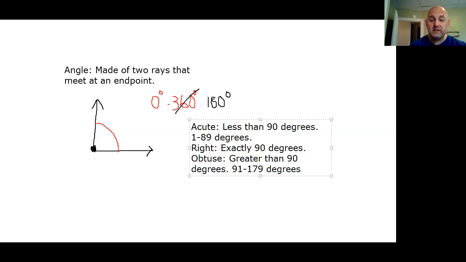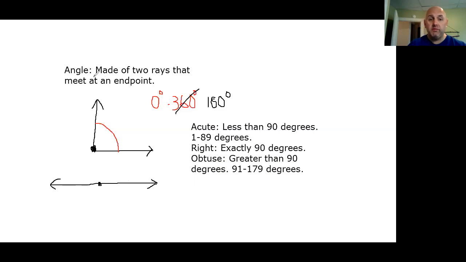By the way, the reason that we end at 179 degrees is because if you drew a 180 degree angle, it would basically be a straight line. So you're not really getting much of an angle with a straight line. Okay, you just kind of have straight across. So 179 degrees is as far as we will go in 5th grade.